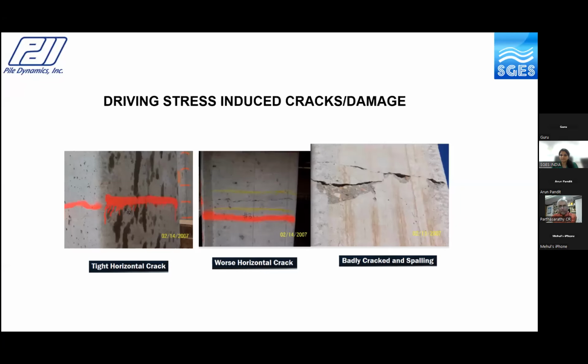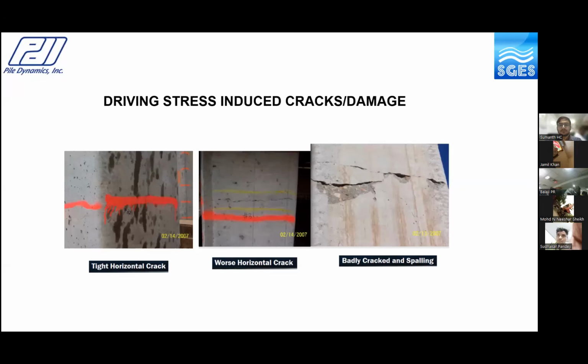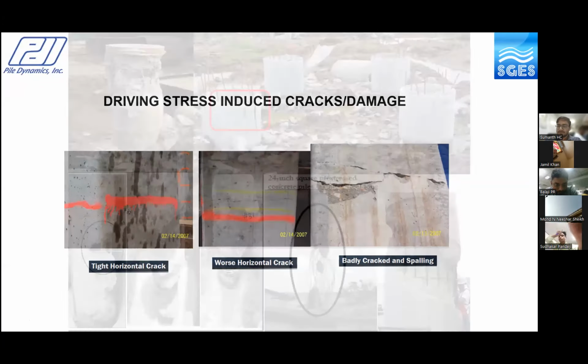In order to transfer the loads from the superstructure when you do not have a competent soil to adopt shallow foundations, then you use deep foundation.